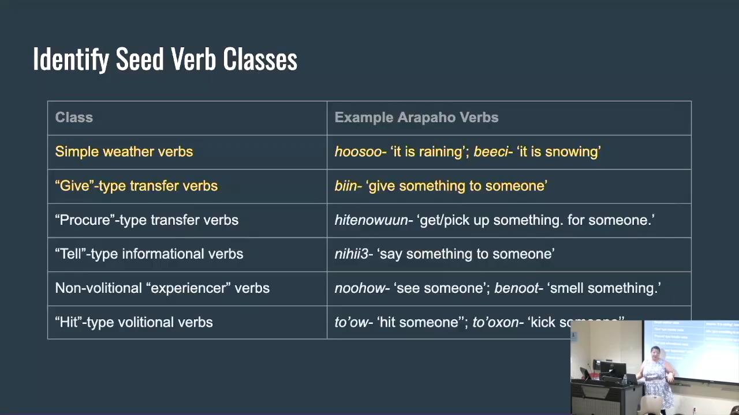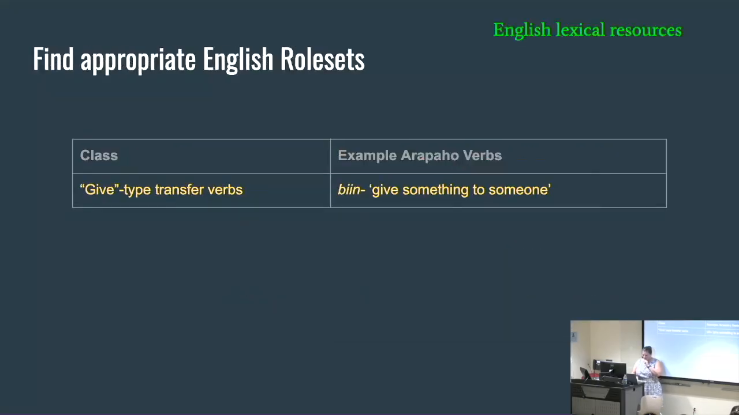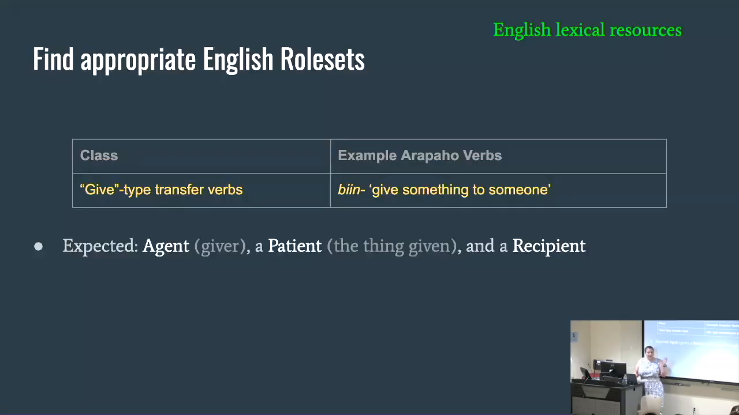The simple weather verbs are interesting because they really are realized differently cross-linguistically. Right? The example I have here, I had to cut this down a lot because I don't have a lot of time. But the example that we'll look at is the give type transfer verbs. So we have, for example, an Arapaho stem, bin, which means something like give something to someone. And we have an expectation, right, that for this verb class, we should have an agent, a patient, and a recipient.